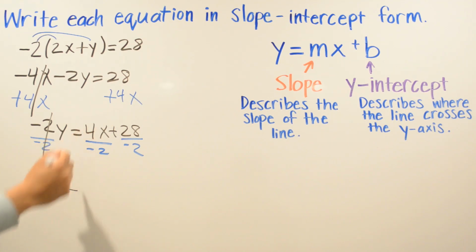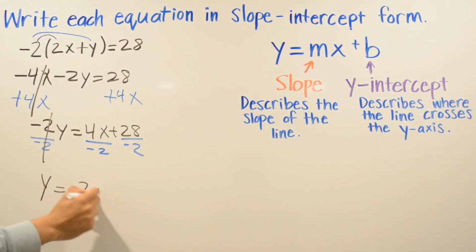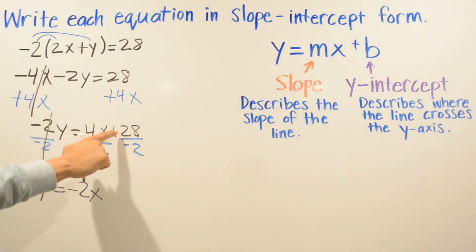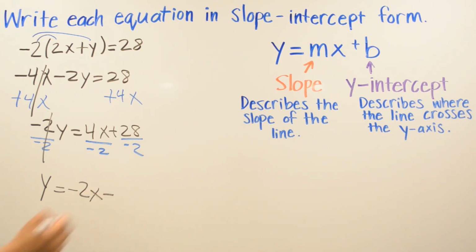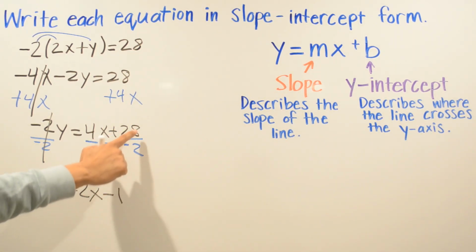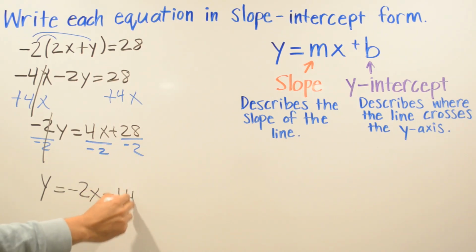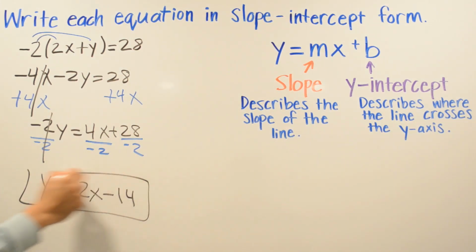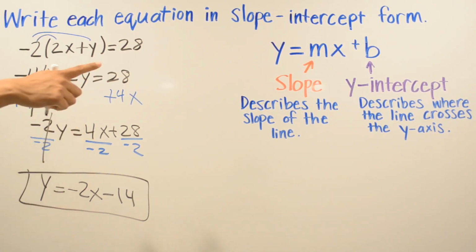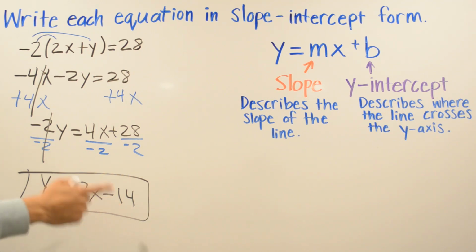So 2 goes into 4 2 times. And negative times a positive is also going to be a negative. 2 goes into 2 1 time. And 2 goes into 8 4 times. So now our answer is going to be y equals negative 2x minus 14. We have our negative 2 to be our slope and our negative 14 to be our y-intercept.